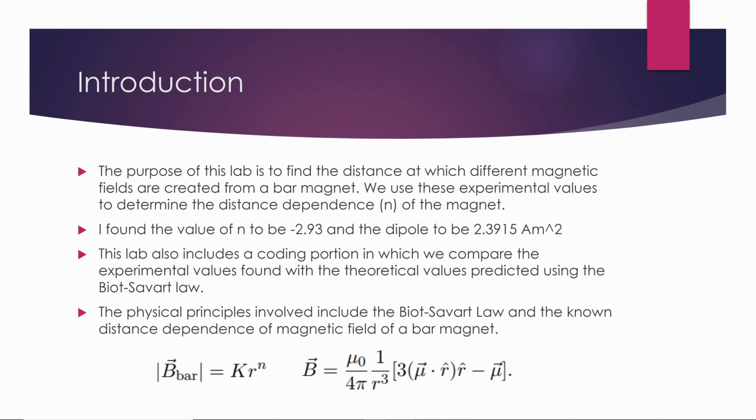I found the value of n to be negative 2.93 and the dipole to be 2.3915 amp-meters squared. This lab also includes a coding portion in which we compare the experimental values found with the theoretical values predicted using the Biot-Savart law. The physical principles involved include the Biot-Savart law and the known distance dependence of the magnetic field of a bar magnet. These are both shown below, and we use them as we are doing our calculations and our coding section of this lab.